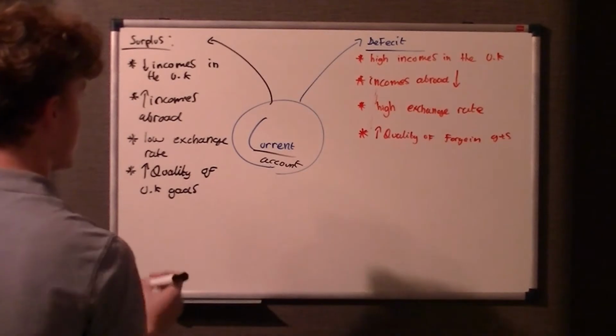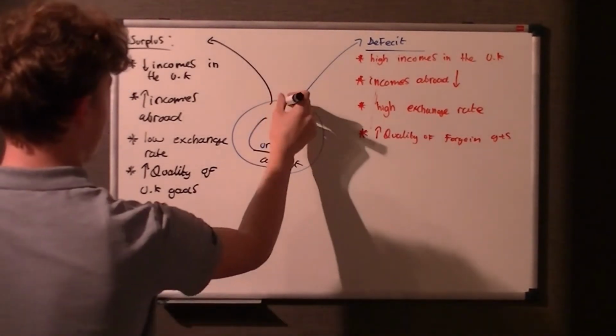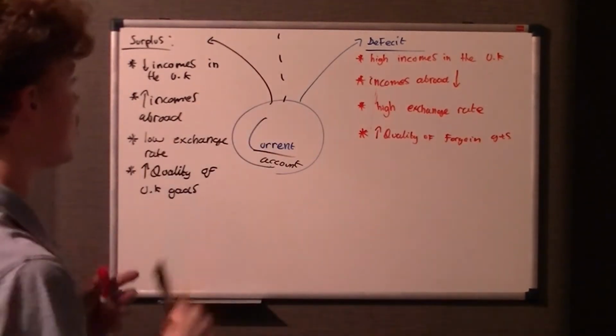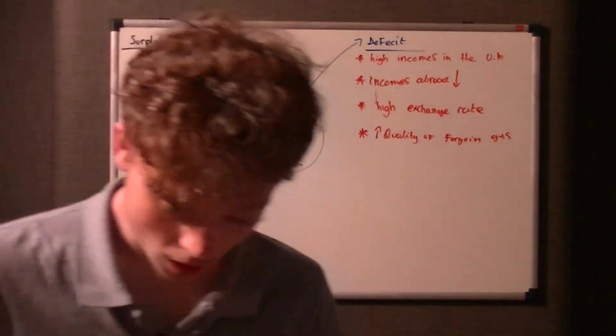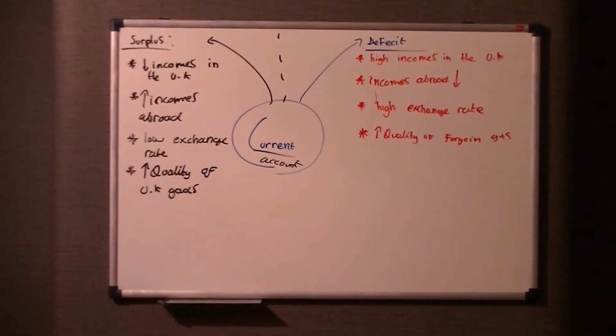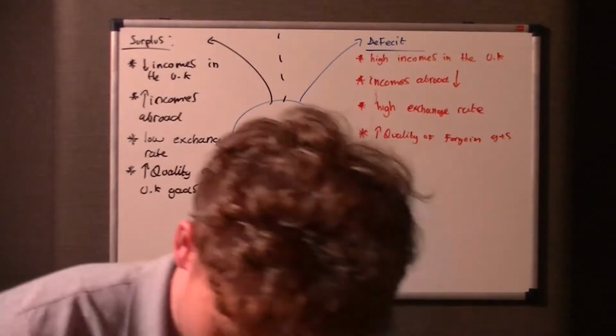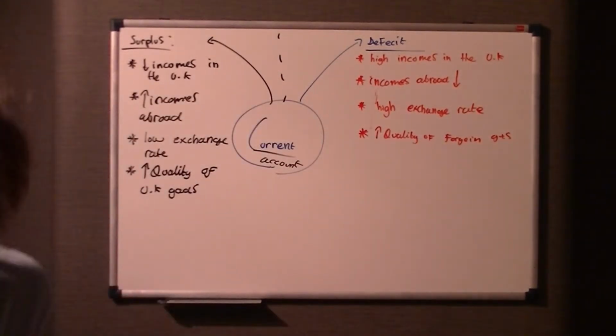Accounts increases. So they're the main parts, really, of the causes of surplus and deficit. What we're going to do now is go into a bit more detail about each of these. So hold on to your hats. Right, there we are. So we've talked about the causes.